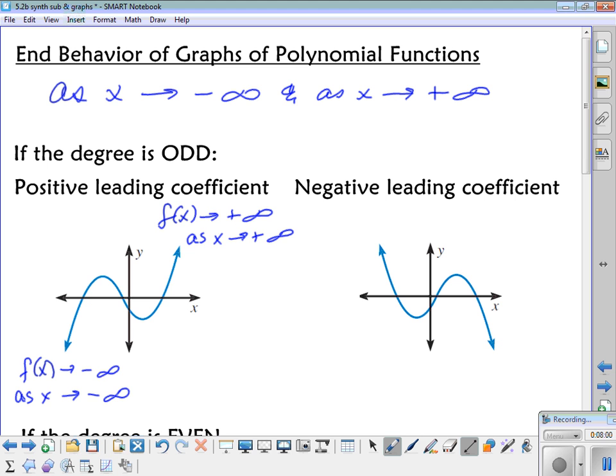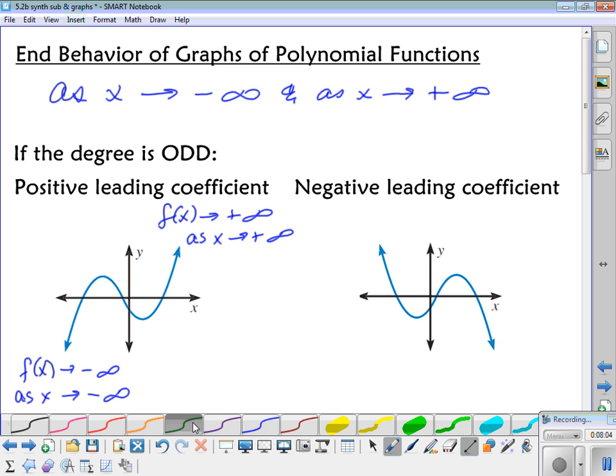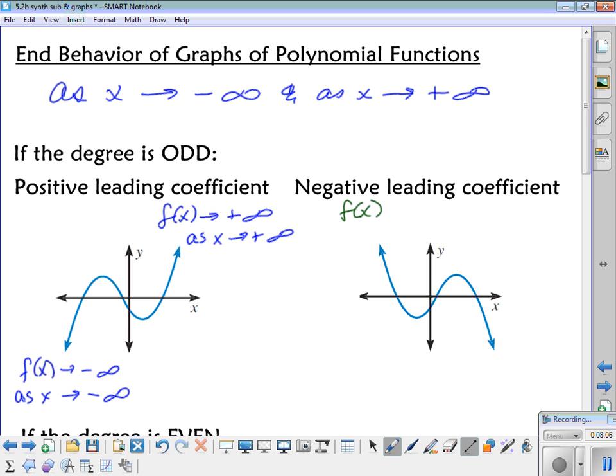However, if I have a negative leading coefficient, it's just the opposite. That means that f of x is going to go towards positive infinity as x approaches negative infinity, because now my negative is being multiplied by a negative and making it positive. It ends up being the opposite. And f of x will approach negative infinity as x goes towards positive infinity.